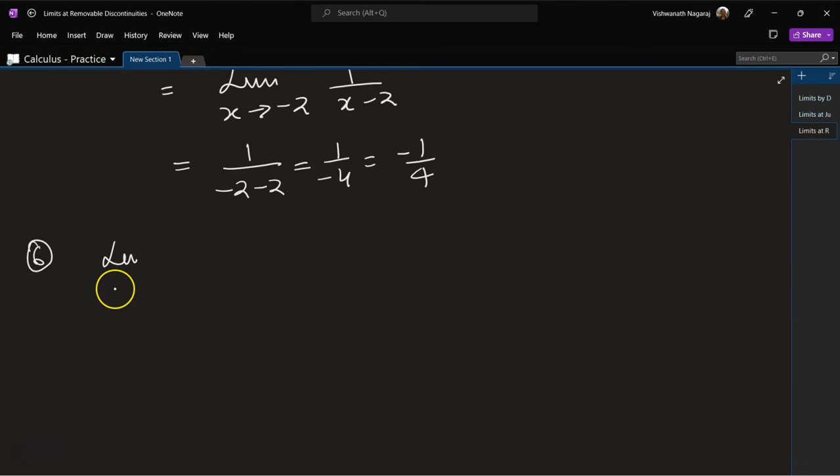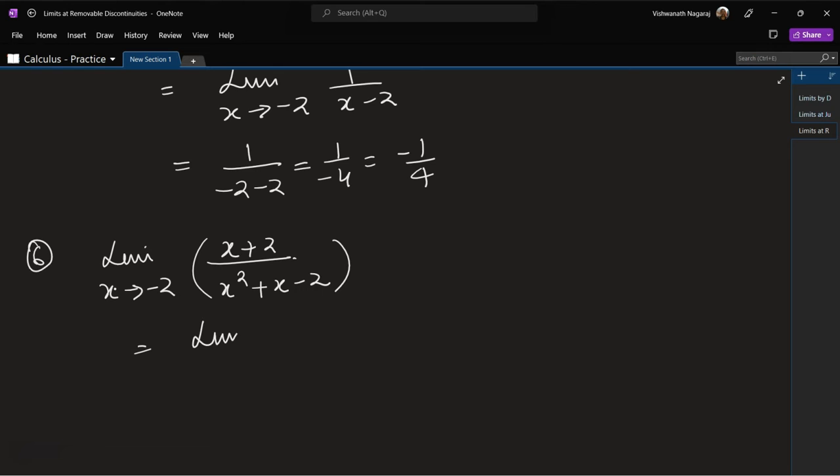Okay, sixth one. Limit as x approaches minus 2 of (x plus 2) by (x square plus x minus 2). Again, denominator: minus 2 square is 4, 4 minus 2 minus 2. That is 4 minus 4 is 0. So again, we need to simplify.